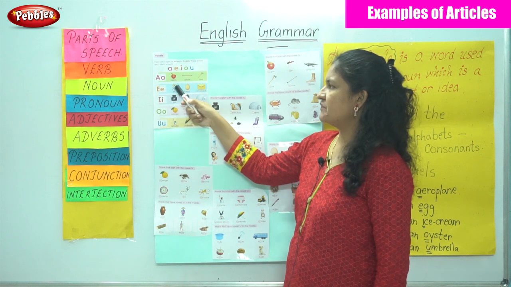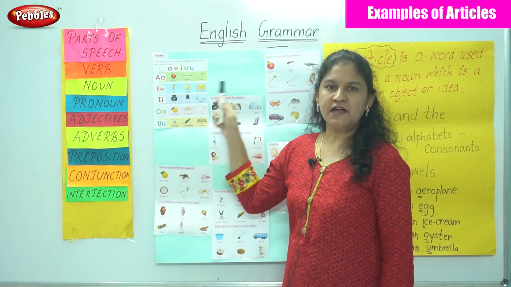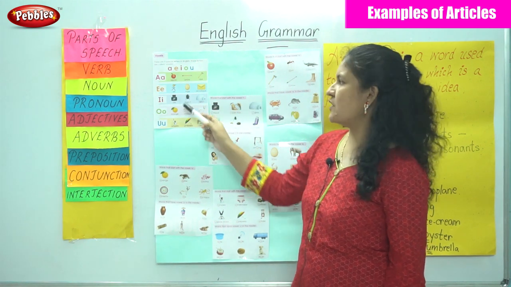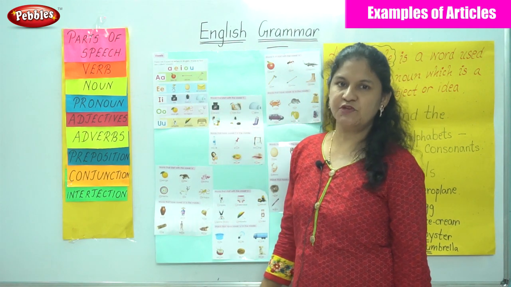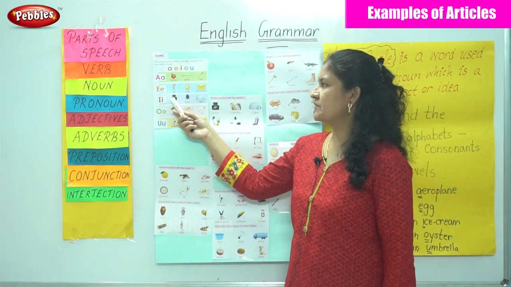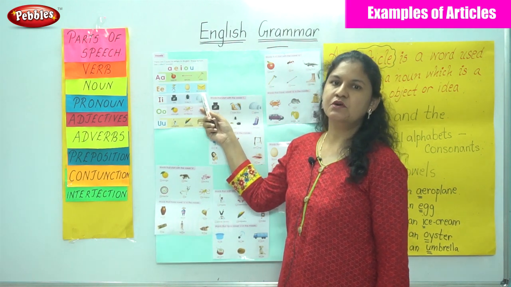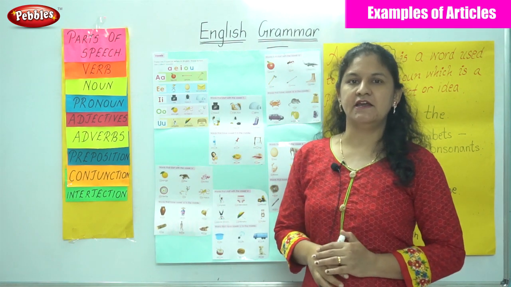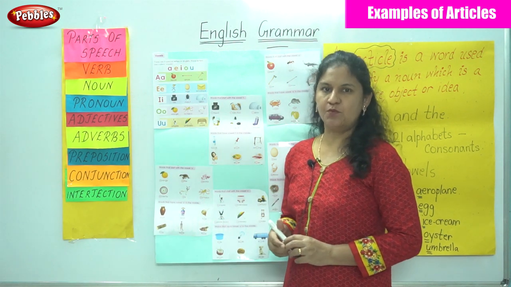So we have A: apple, arrow, axe. When we have these vowels at the beginning, then we use the article an. So an apple, an arrow, an axe. We use the article an before the word. The next we have E: elf, egg, envelope. It starts with the vowel E, so we add the article an. We say an elf, an egg, an envelope.